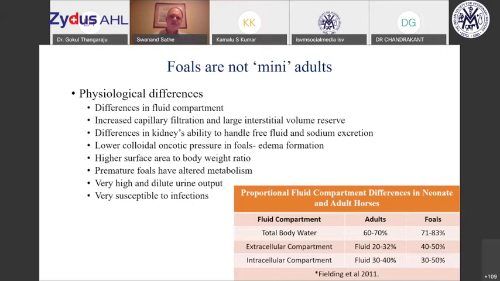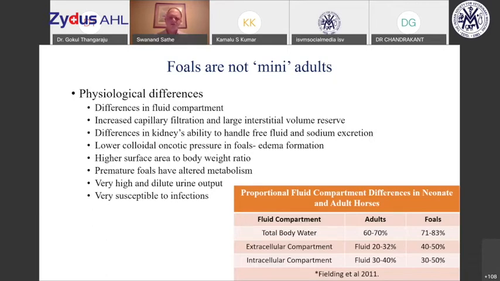Premature foals have altered metabolism. Premature foals are not geared for adequate electrolyte balancing. They are not geared for adequate renal excretion of electrolytes. At the same time, a lot of these premature foals, especially when they are sick, may be septic, they may have cardiovascular compromise, and hence these foals have altered metabolism of glucose and electrolyte derangements, and they are more of a challenge to treat than regular neonatal foals.